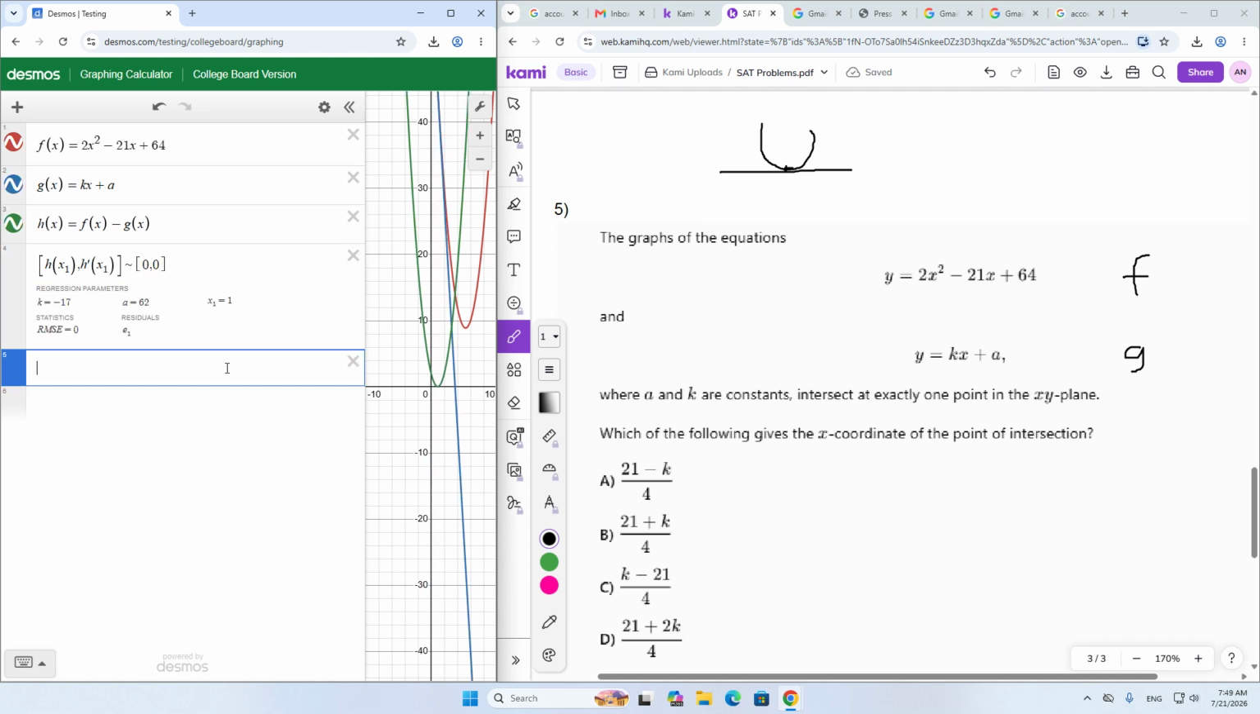All right, now watch this. I need to get, my answer is 1, isn't it? x1 is 1. Okay, and as you can see, it also meets right there at 1. So just like we talked about, I'm just going to put the choices until I get it, okay? 21 minus k out of 4. Nope, 21 plus k out of 4. Whoops. I'm done. It's 1, okay?